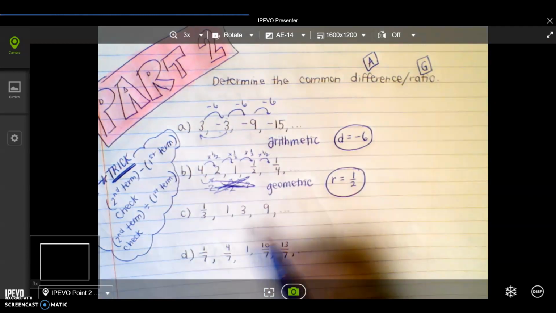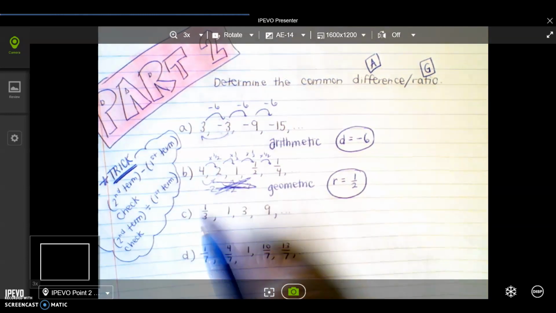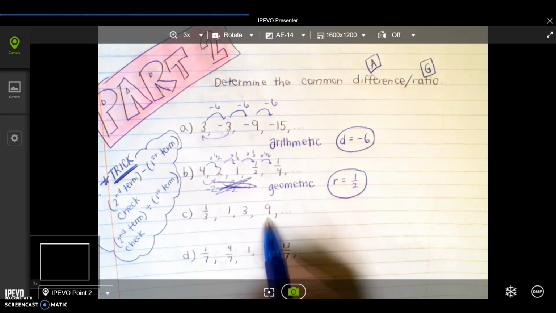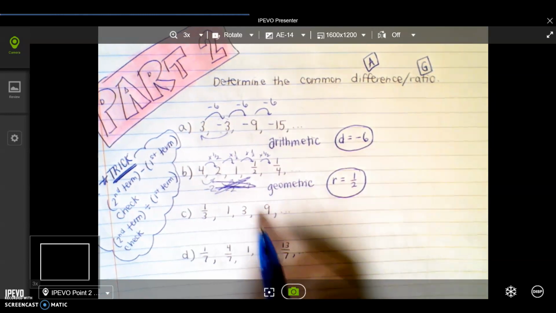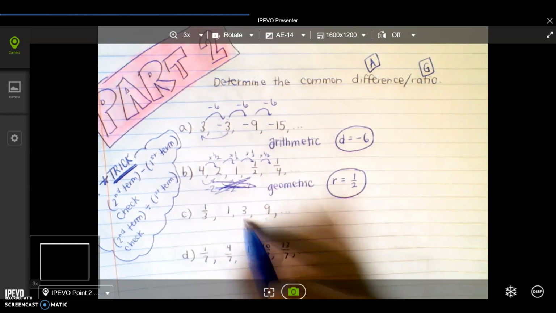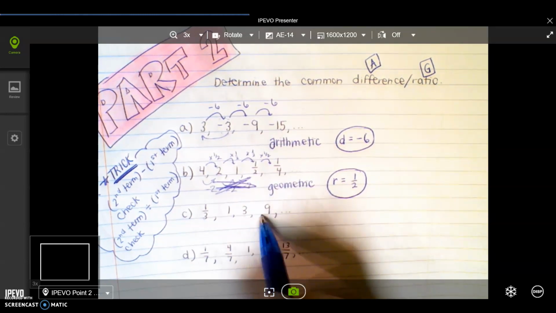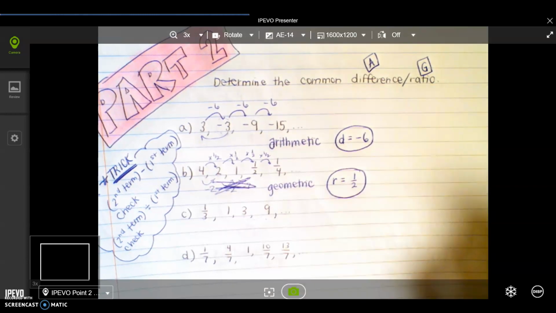For letter C, I'm not going to use the first two terms because I have a fraction and a whole number. I'm going to use the last two terms, 9 and 3. I'm going to check my trick. So 9 minus 3 is 6. Am I adding 6 every time? No, that doesn't make sense. 1 plus 6 is not 3.